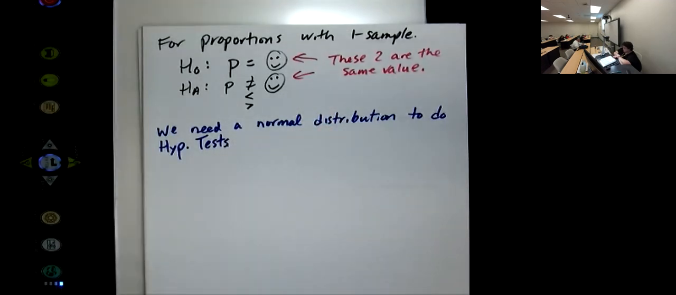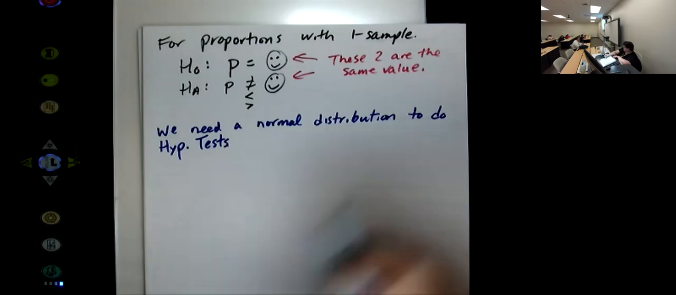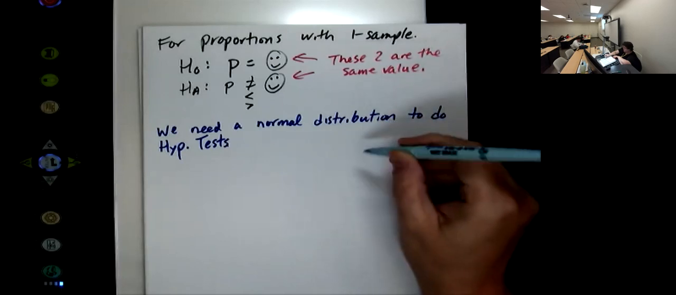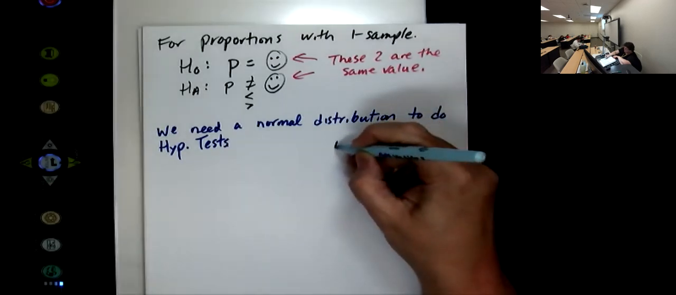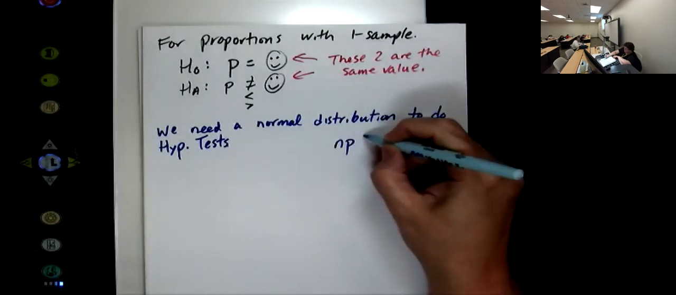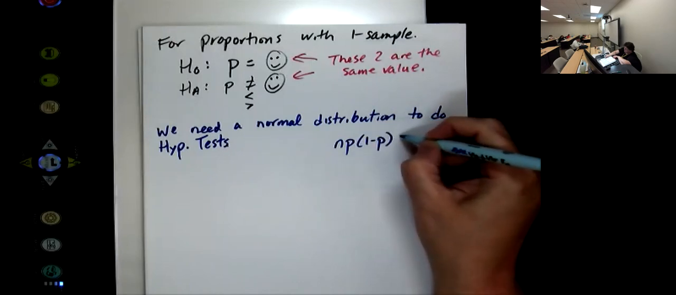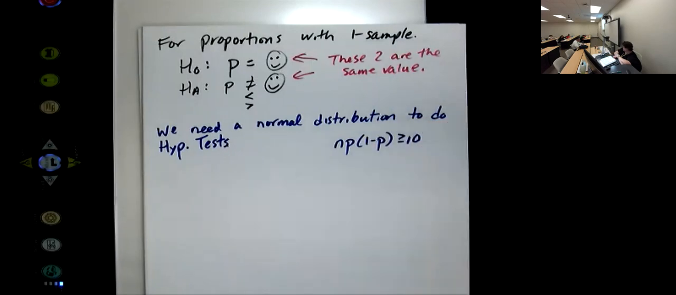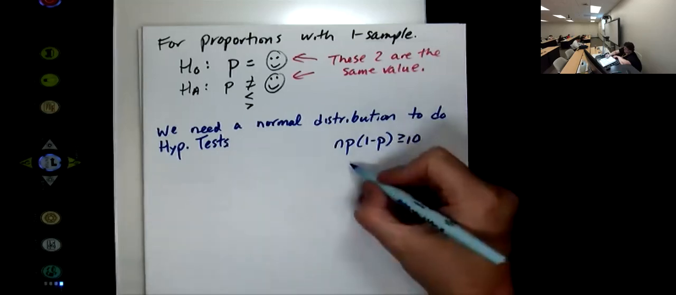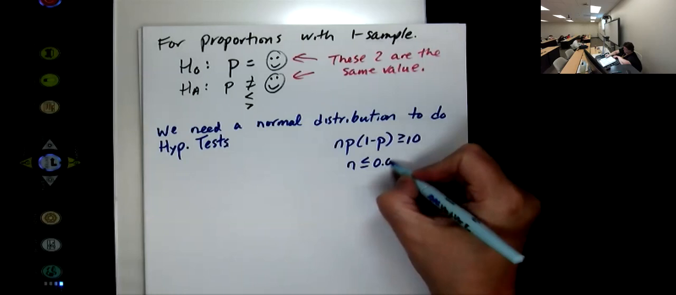So if it doesn't say it, we need 2 things to happen. We need, and we saw these before, N times P times 1 minus P to be greater than or equal to 10. And we need N to be less than 5% of the population.